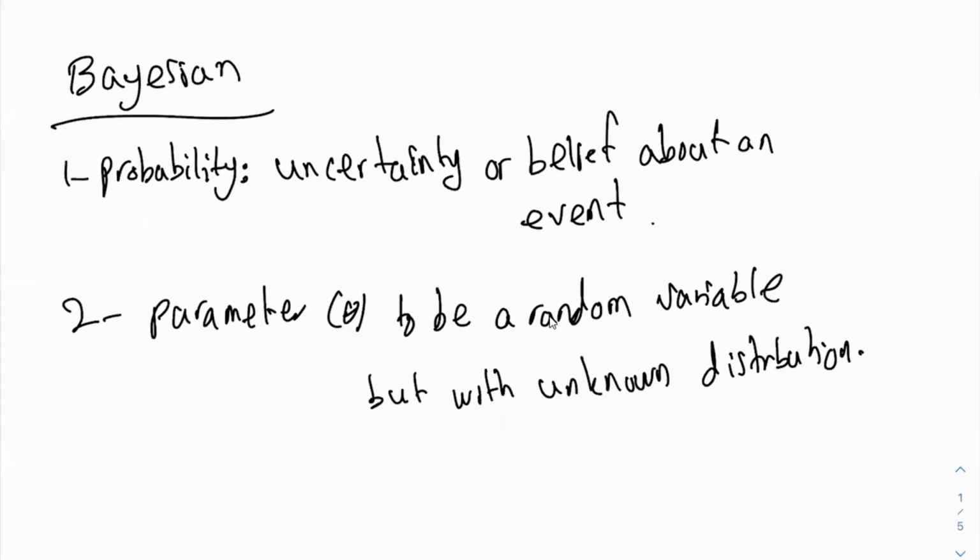In terms of estimation, they will assume the parameter theta to be a random variable. It's not fixed anymore. The Bayesian school of thought assumes theta to be a random variable with an unknown distribution. What do I mean when it's a random variable? When it's a random variable, it has a distribution. It has a CDF, cumulative distribution function.